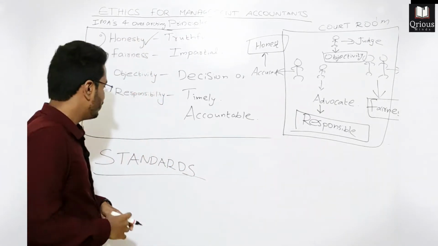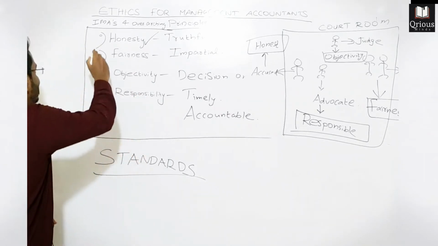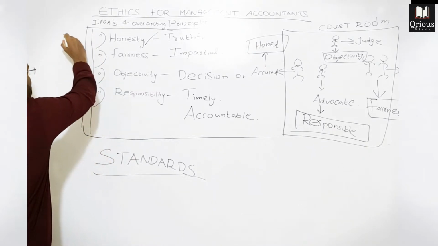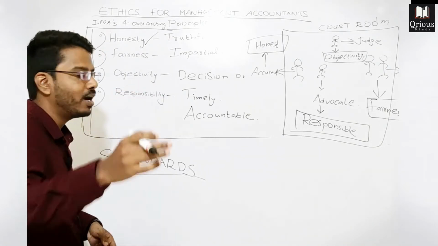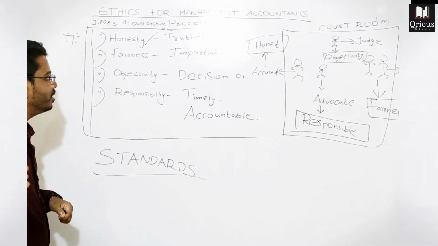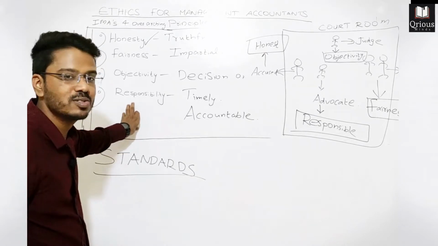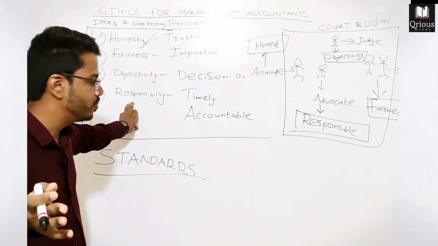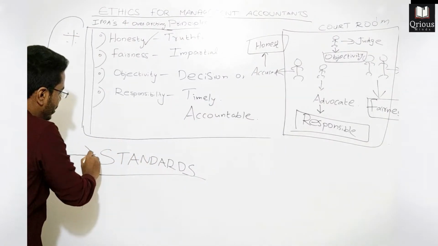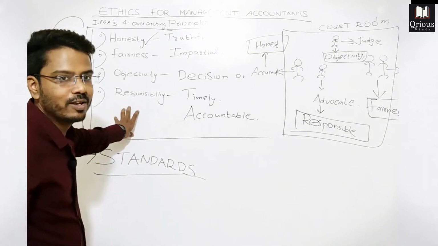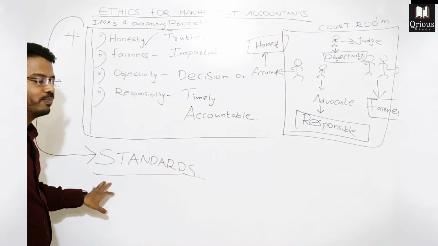And do you know why IMA has provided separate standards apart from these principles? Because these principles cannot be measured. I cannot say that one guy is 80% honest and 20% dishonest. I cannot say one of my friends is 80% responsible or 90% responsible and 10% irresponsible. And there comes the importance of these standards. Since the principles cannot be measured in tangible terms, these standards have come to their importance.